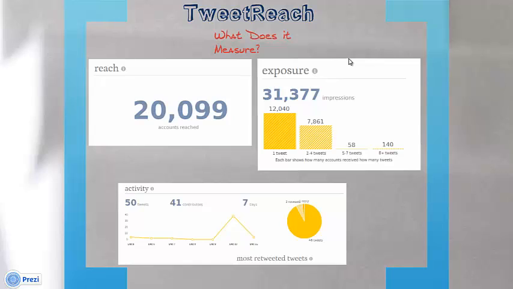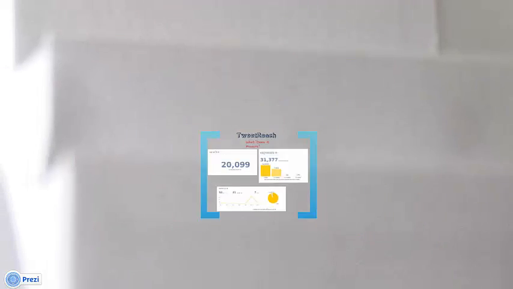Tweet Reach measures a number of metrics. First of all, it measures reach, that is, the number of unique people who received your tweet. It also measures exposure, that is, the total number of times that Groupon Xmas tweets were delivered to timelines, including repeats. Activity is also mentioned, which shows the tweet volume over a graphical timeline. It also highlights top contributors and most retweeted tweets.